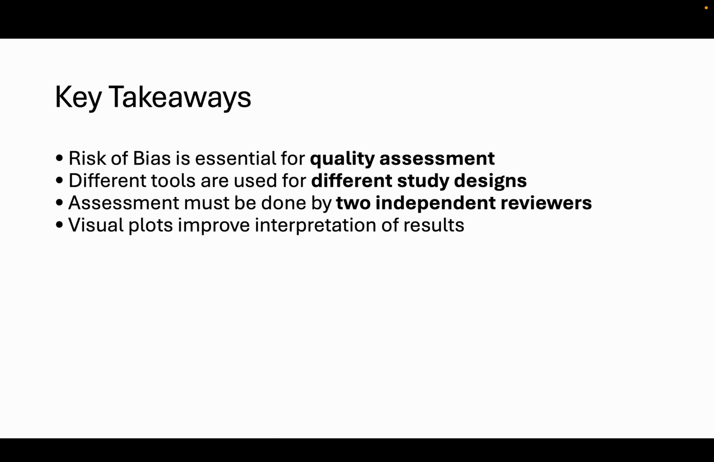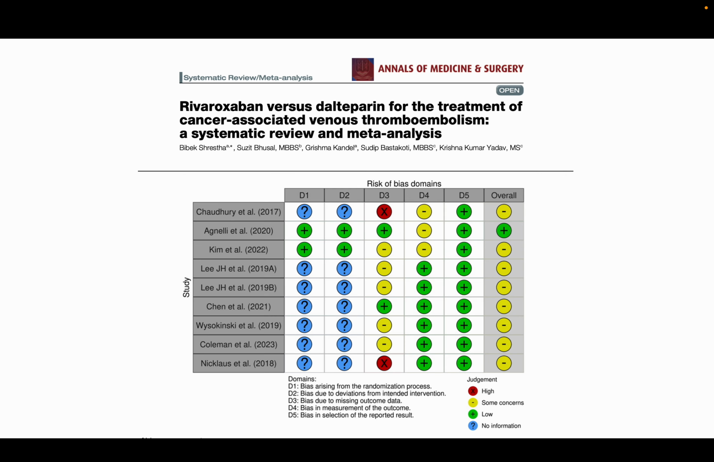So the key takeaways are: risk of bias is essential for quality assessment. Different tools can be used for different study designs and assessments. It must be done by two independent reviewers. And a visual plot, like you have seen here, can be used to interpret the result of the RoB.